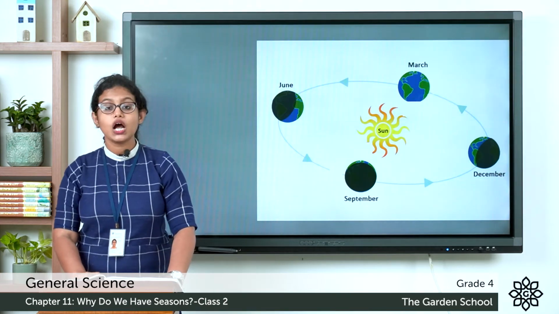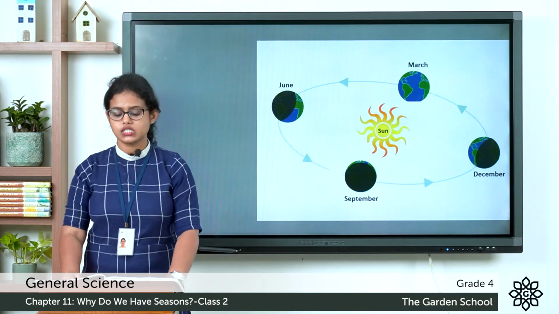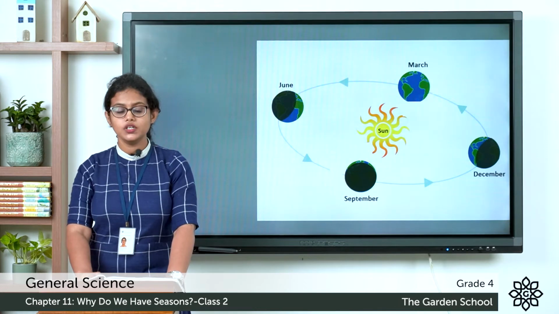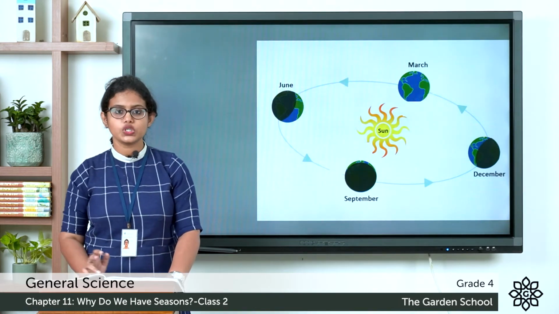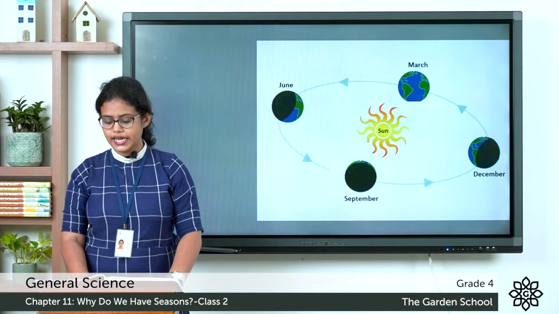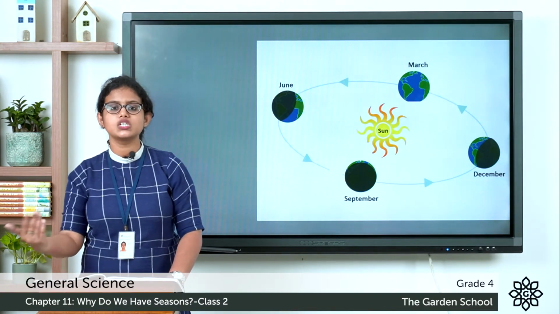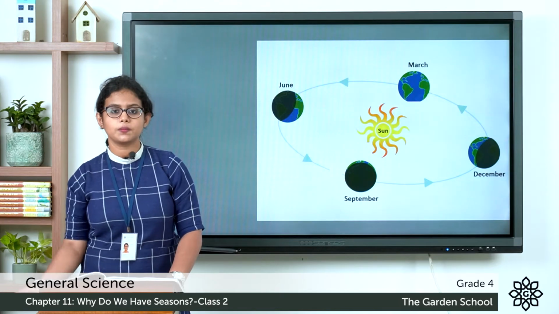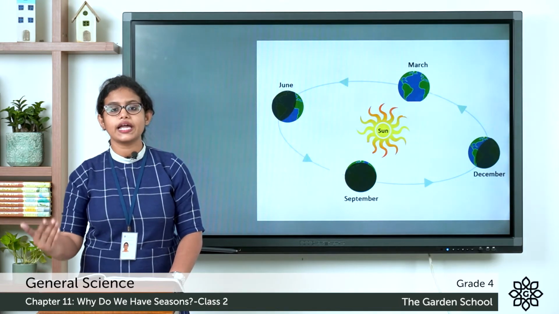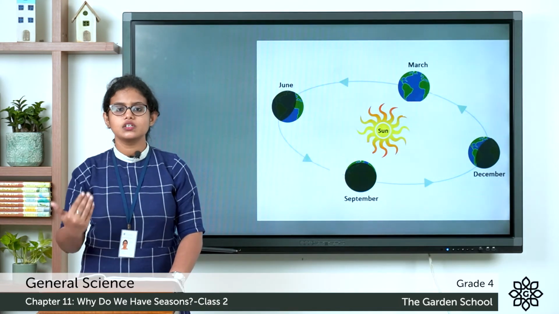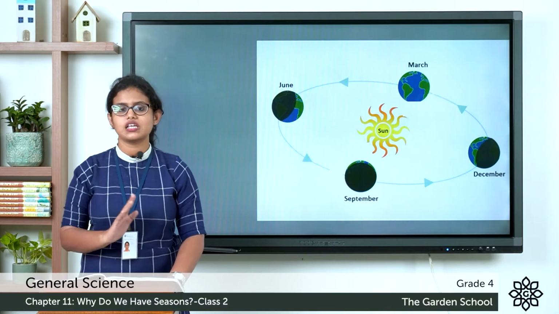Which half of the earth is closer to the sun in June, the upper or the lower half? It is AO, that is the upper half. It is closer to the sun. So that region receives more light and heat, and that region will have summer.